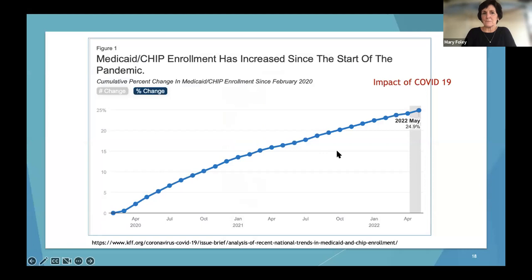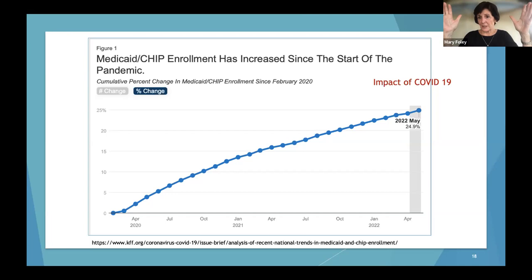Now, this is just a slide that demonstrates the impact of COVID. All right, look at this down here in 2020. All right, and look at the growth in just 2 years. It was a 25% increase in enrollment as a result of the pandemic. Now, this will change drastically when the public health state of emergency is lifted. But right now, this is where the enrollment has gone.